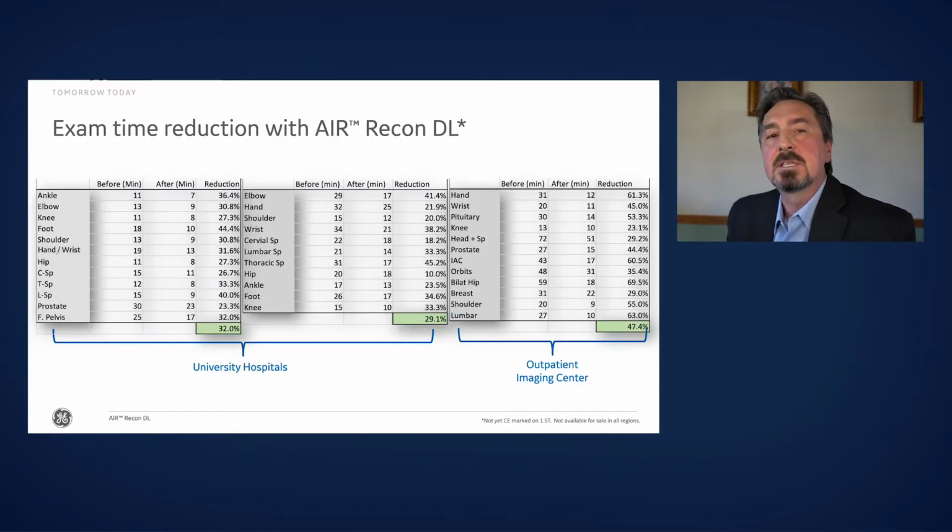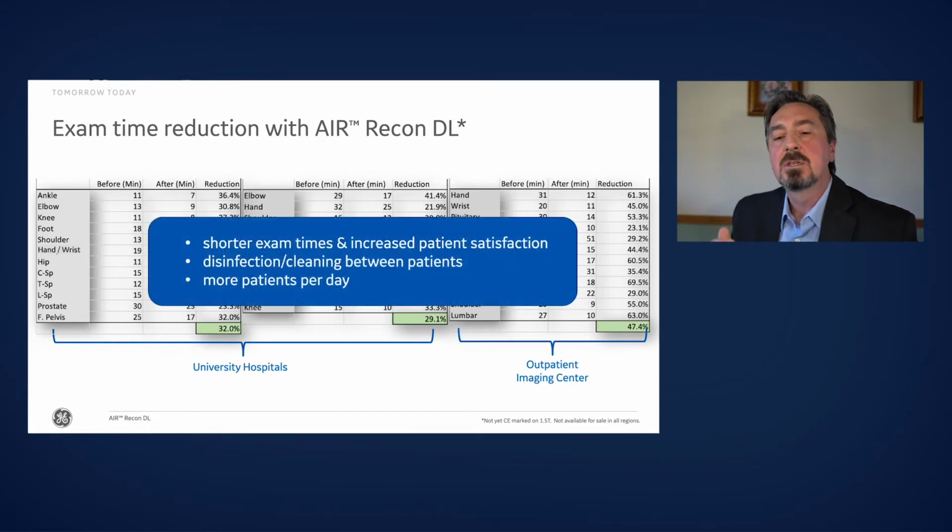AIR Recon DL has now been installed at several GE MR sites across the globe, and we're excited to see how our customers are using it to address their specific needs. One of the most compelling ways is to reduce scan time. Across a wide range of anatomies, we are seeing routine examination times reduced between 30 to 50% with images that are all with higher SNR and better image quality. These scan time savings can naturally translate to more clinical efficiency, such as added time for disinfection between patients, and of course, more patients being scanned per day.